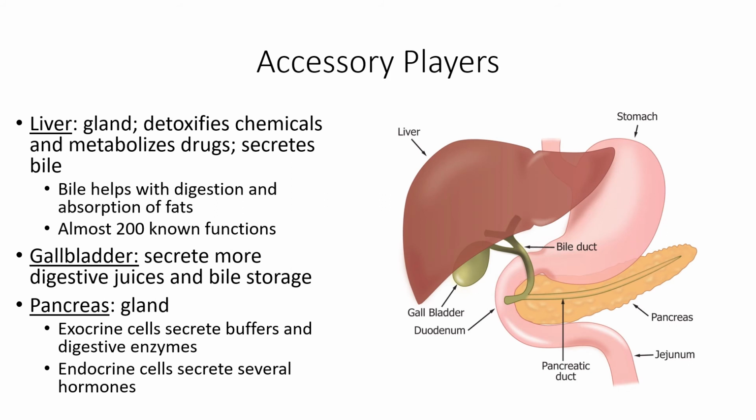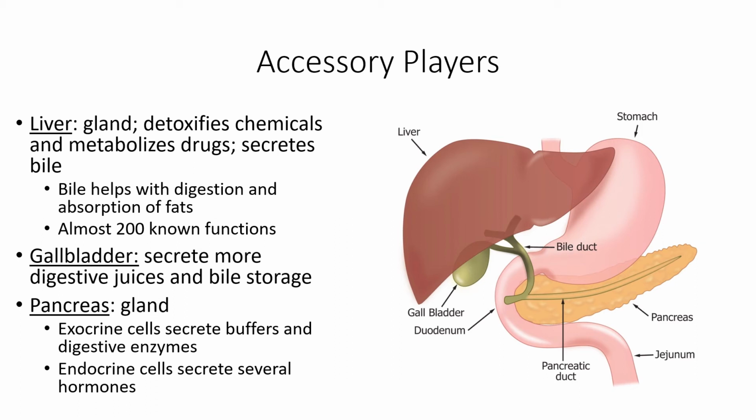All right, moving on to our accessory players, because we have gone through all of the organs that are going to have food passing through them. These accessory players are very important because they are going to help you with your digestion even though food is not passing through them. The first is going to be the liver. This is going to be the largest gland in your body. It is roughly 3 pounds. It serves the purpose of detoxifying chemicals and metabolizing drugs.